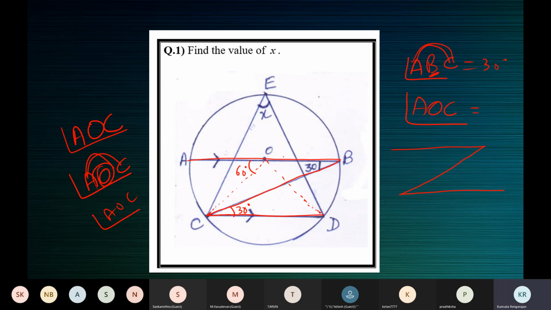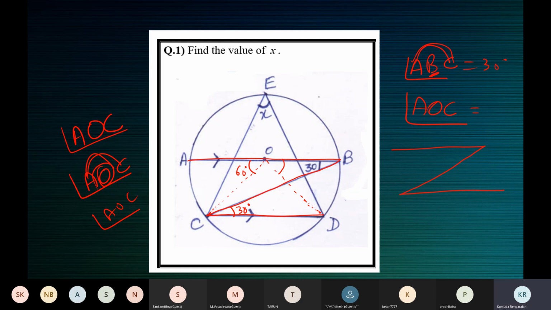Now where is BOD? This is BOD. BCD is 30 degrees. So BOD will be 30 degrees. No, sorry, 60 degrees. Hitesh, the angle at the center is double. Slip of the tongue.